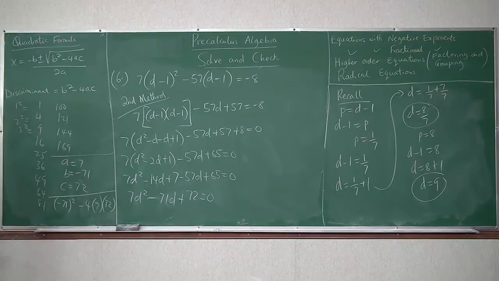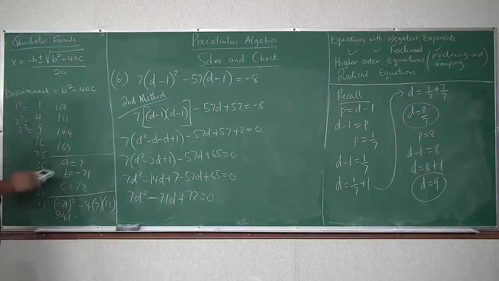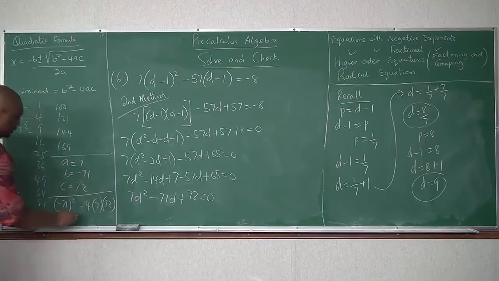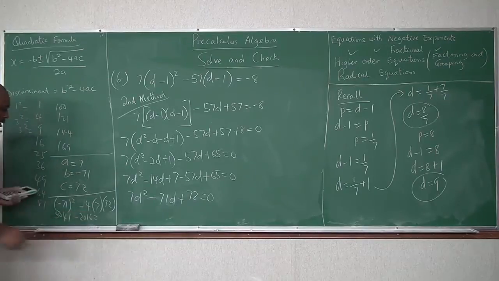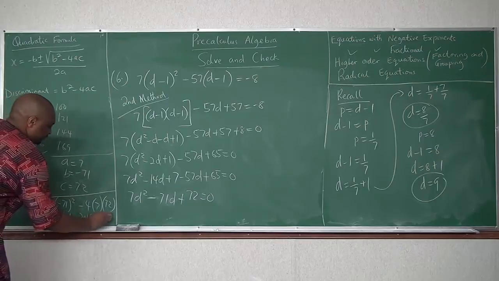Right? So negative 71 all squared will give you 5041, minus 28 times 72, which is 2016. And when you subtract it, you have 3025.